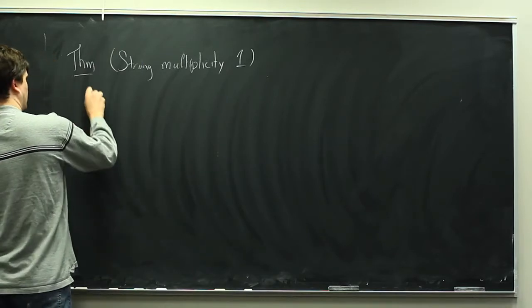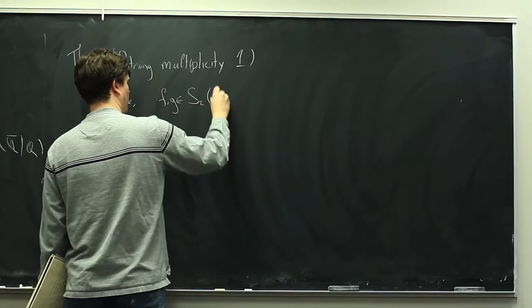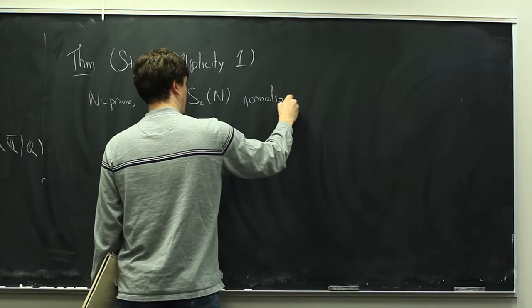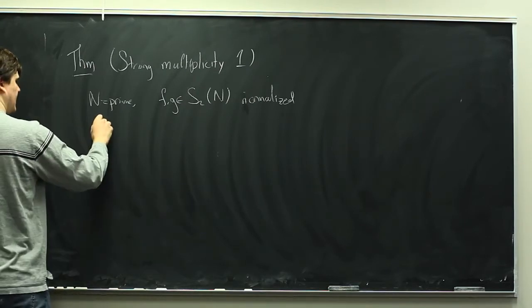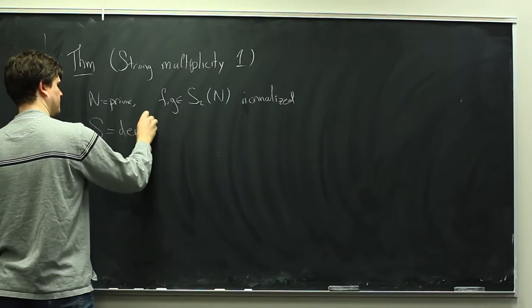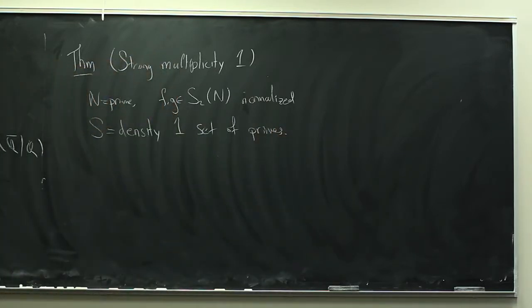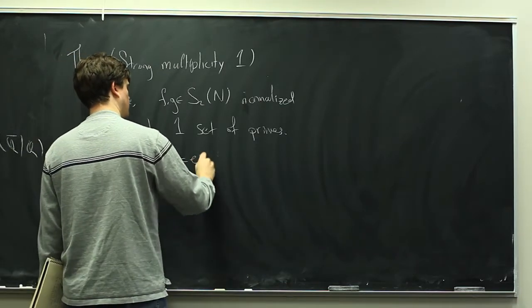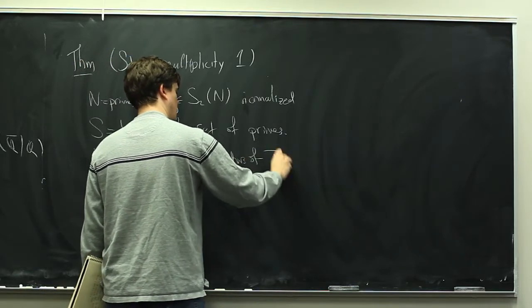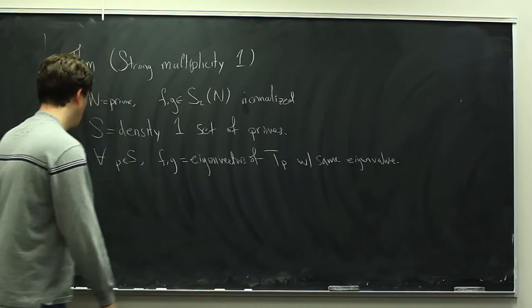Okay, so the statement: suppose that, again, n is going to be prime, but that's unnecessary. We have two normalized forms, not necessarily eigenforms, just with a1 equal to 1. And suppose we have some set S, a density 1 set of primes. And suppose that for all the primes in S, f and g are eigenvectors of Tp and have the same eigenvalue. The conclusion then is that f equals g.